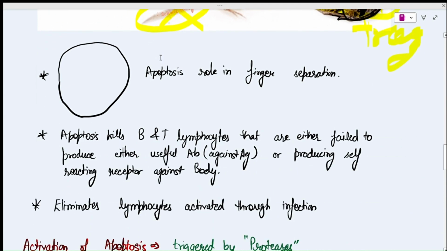Second, the role of apoptosis is in finger separation. I have described this to you earlier. The fingers will separate and ultimately it will form a hand. See, the rest of the things will be apoptotically cleaved.